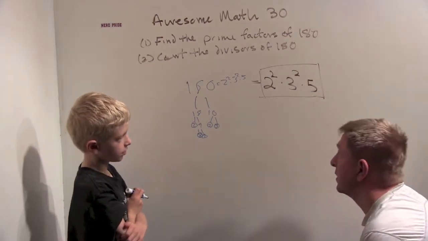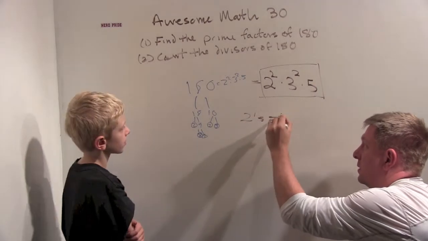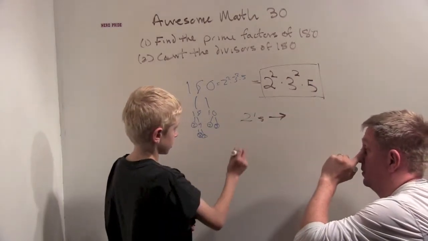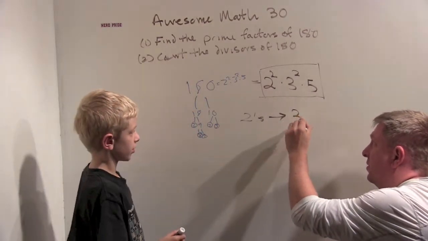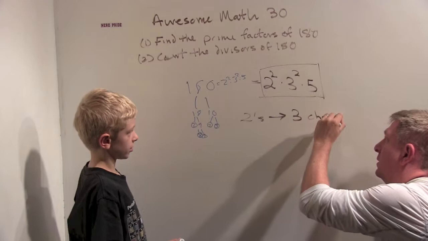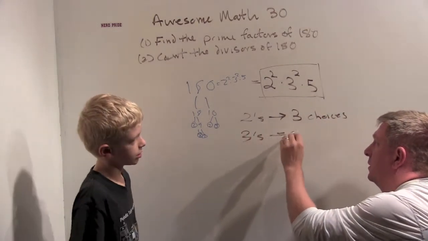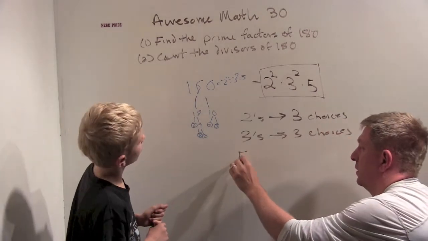So for the 2's, there's 3 choices. For the 3's, there's 3 choices. And for the 5's, there's 2.